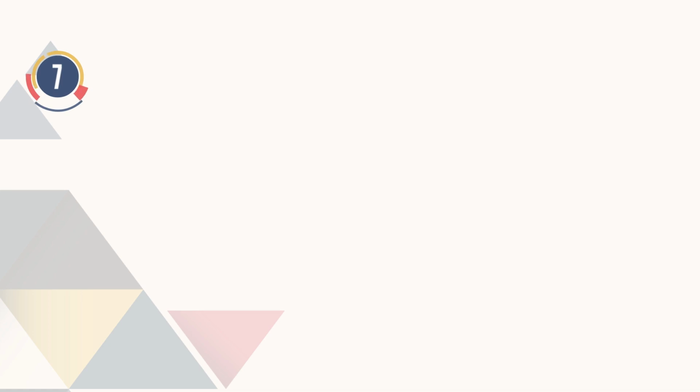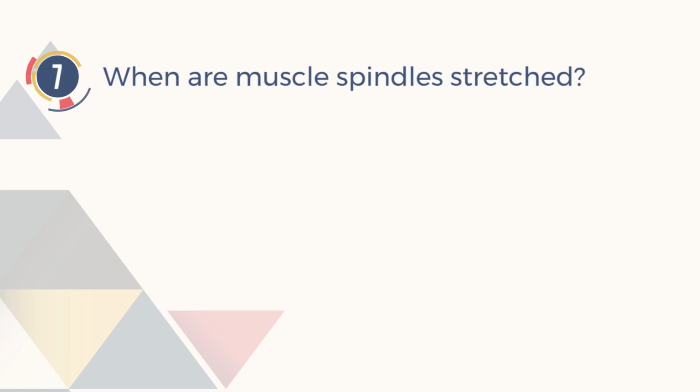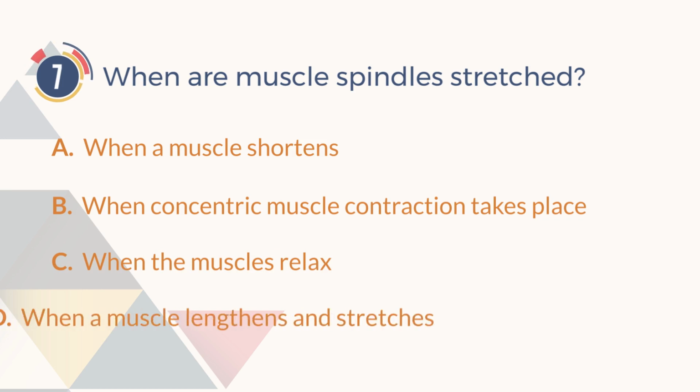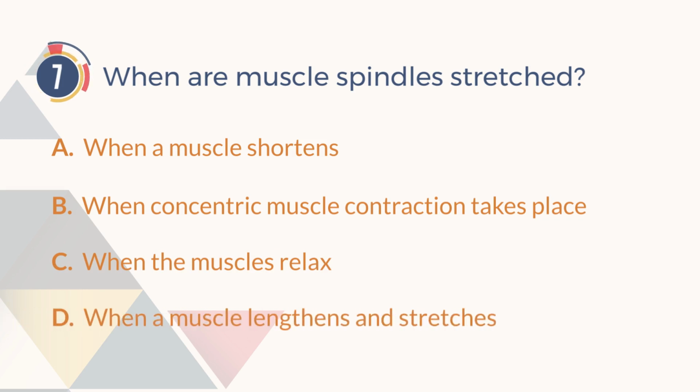Number 7. When are muscle spindles stretched? A. When a muscle shortens. B. When concentric muscle contraction takes place. C. When the muscles relax. D. When a muscle lengthens and stretches. The answer is D. When a muscle lengthens and stretches.